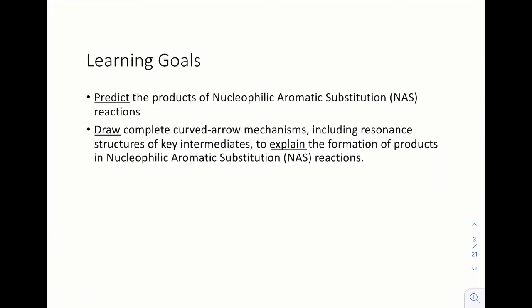The learning goals for today's lesson are to predict the products of nucleophilic aromatic substitution reactions, to draw complete curved arrow mechanisms, including resonance structures of key intermediates, much like we did for the EAS reactions, and to explain the formation of products in nucleophilic aromatic substitution reactions.